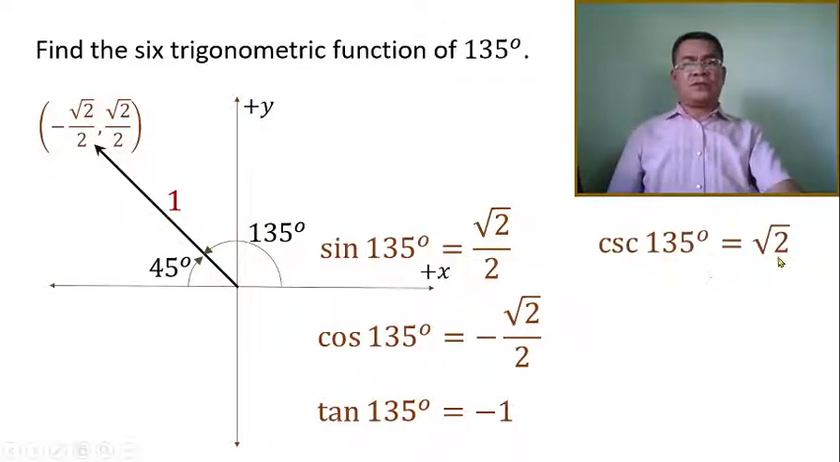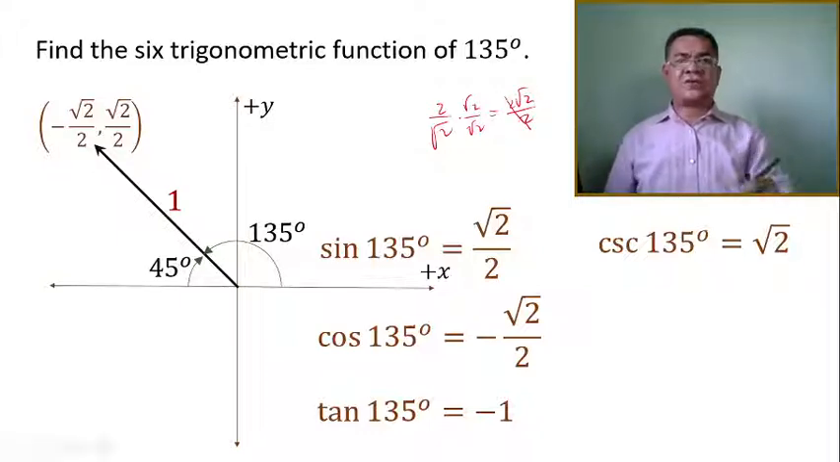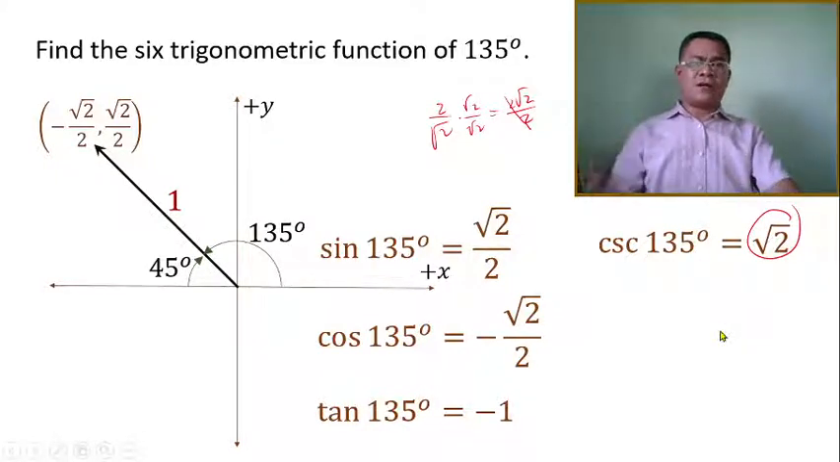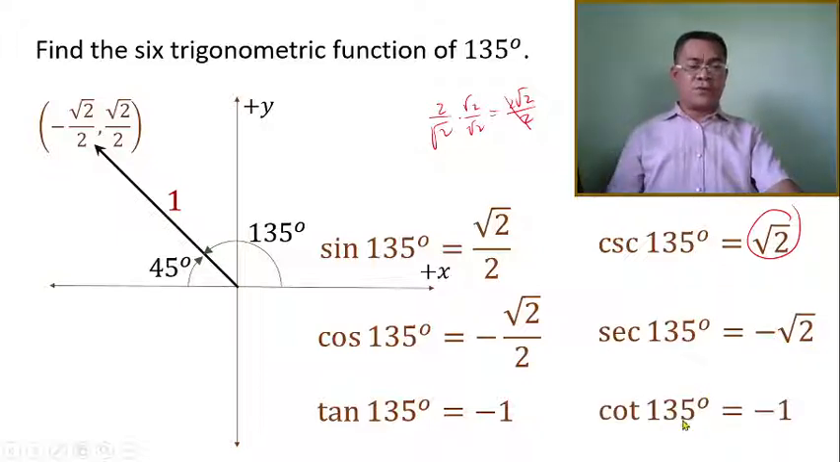So we have square root of 2. Why? Because if you reverse this value, it becomes 2 over square root of 2. Then rationalize: the answer is 2 square root of 2 over 2. We can cancel this 2, so the answer is square root of 2. The reciprocal of cosine is secant. So the secant of 135 has the same magnitude but is negative. Then the reciprocal of negative 1 is also negative 1. These are the answers to the problem.